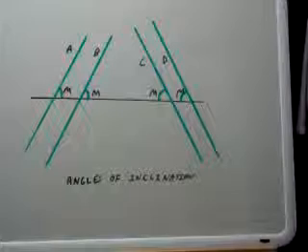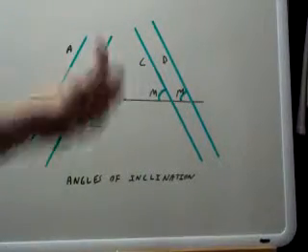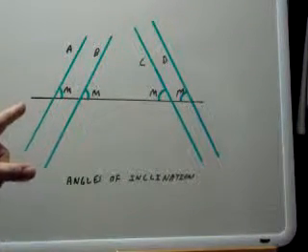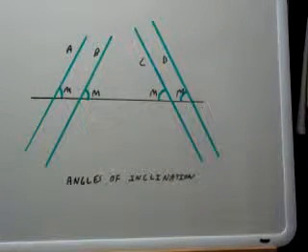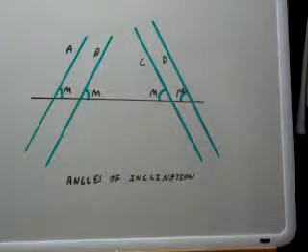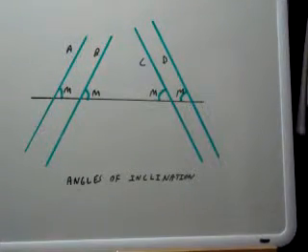In this case, what we're going to prove is that if you have parallel lines, then what we can successfully prove is that the slopes of these lines are equal. Now, how do we do that? Well, first of all, you have to comprehend the angle of inclination. What is the angle of inclination?